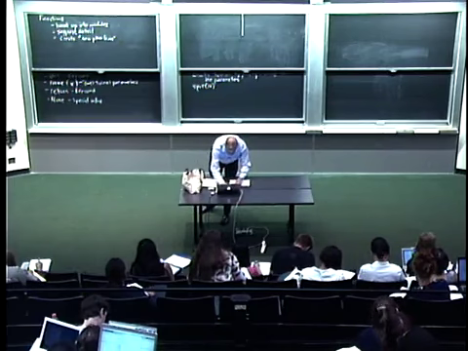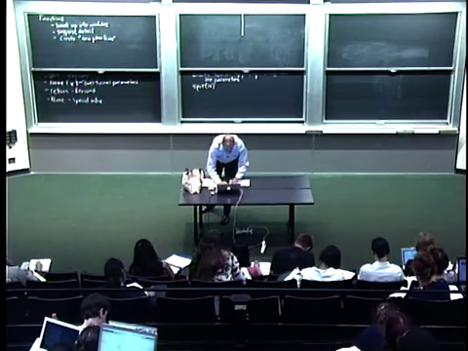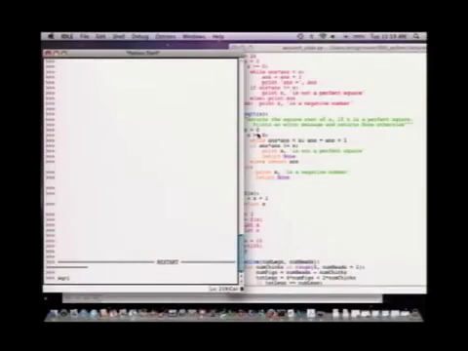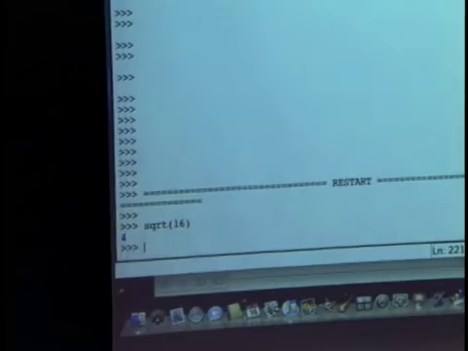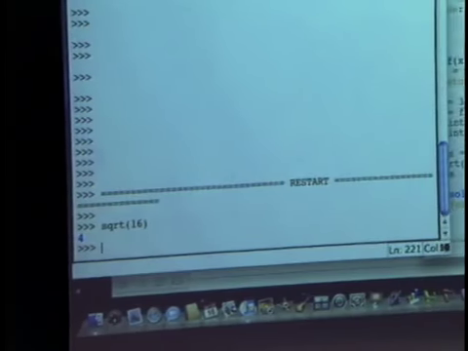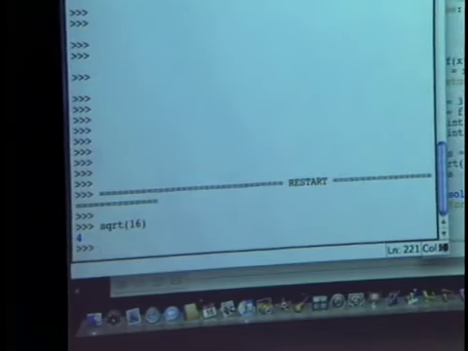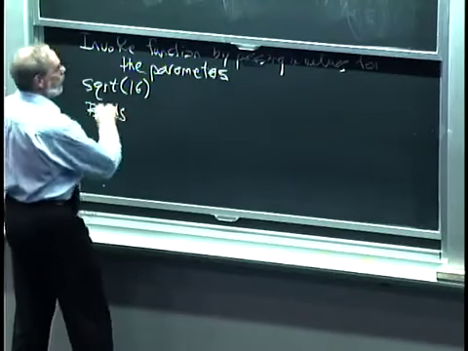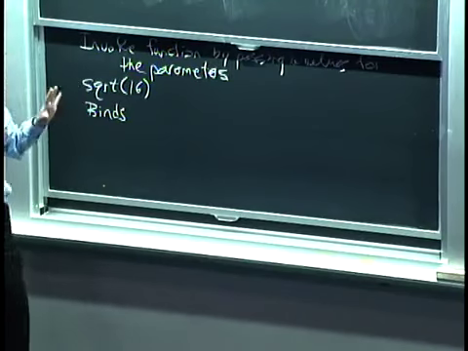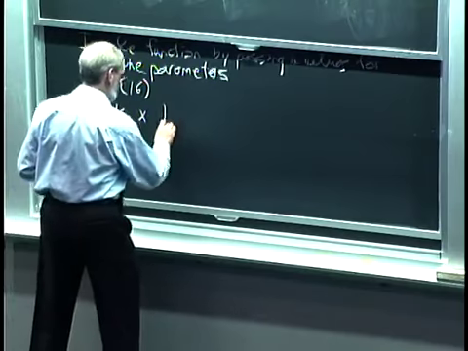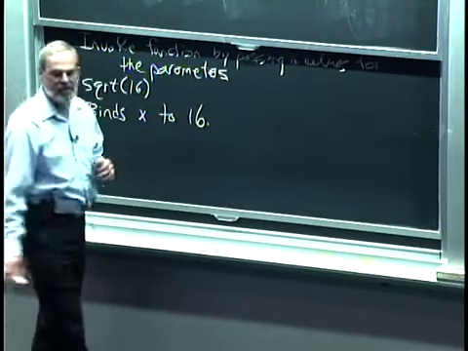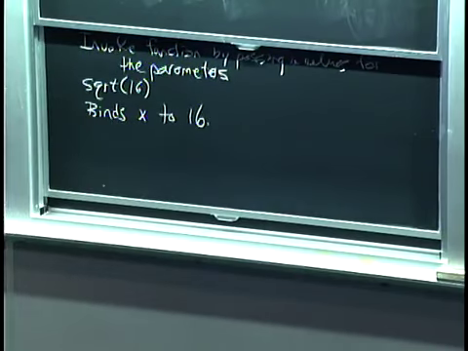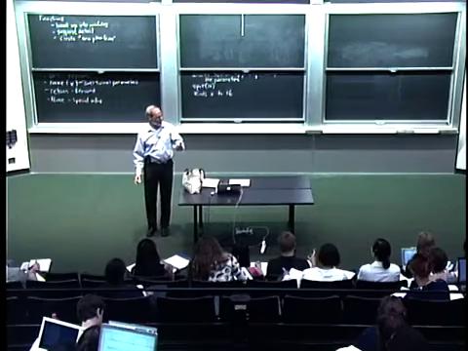I'm going to make sure I've got it there. So if I type, for example, squirt of 16. Aha! What did it do? Well, let's talk about what it did. What this invocation does is the following. It binds, and I'm going to say this specifically for this example rather than general, it binds x to 16. Just as you would have done with an assignment statement up in the top level thing.